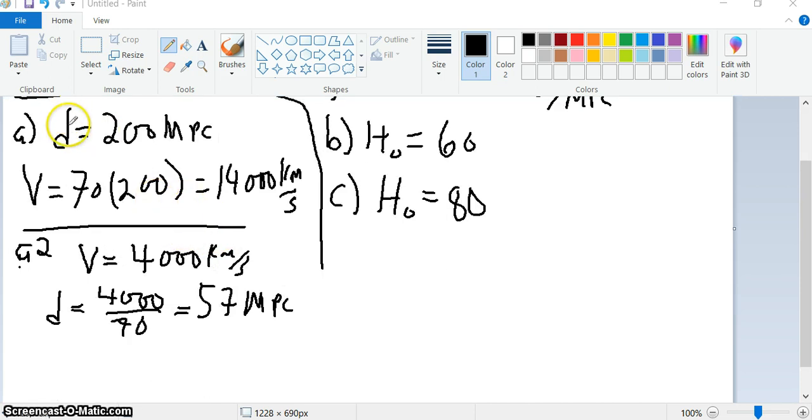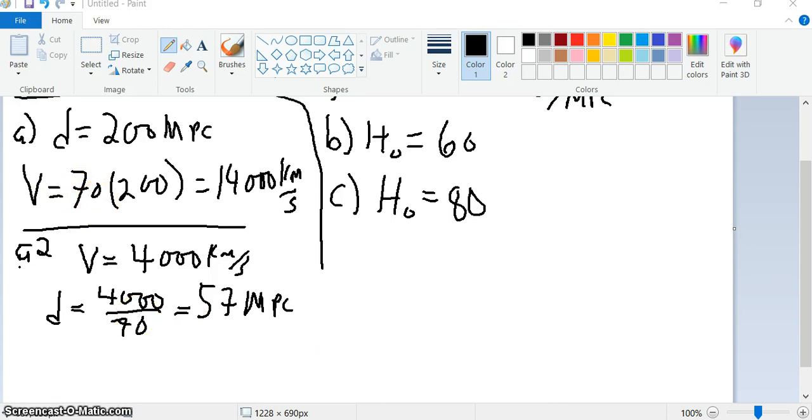All right, so A, and basically they give us when the distance is 200 megaparsecs, what's the recession velocity? So it's just 70 times 200. So it's pretty trivial. It's 14,000 kilometers per second, and the megaparsecs cancel, right? And then part 2 of that is, okay, well, what if the recession velocity was 4,000, what would the distance be? And so the distance is just 4,000 divided by 70. So we're going to do the same thing with instead of putting 70 right here, you just put 60 for this one, and then the next part you're going to put 80, and you put the 80 in place of the 70 with both of these.